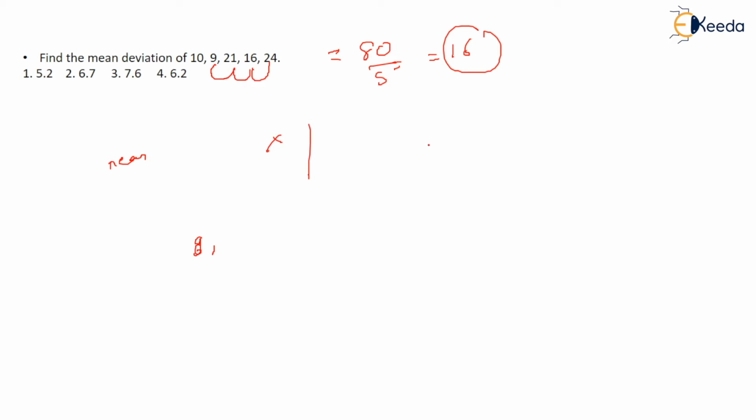So 16 is your mean, and after that you have to find the deviation, how much it is diverted from the mean value, right? That you have to see. So 10 minus 16, this will be the first, right? Similarly 9 minus 16, similarly from 16 you can calculate it, 21 minus 16 plus 16 minus 16 plus 24 minus 16.